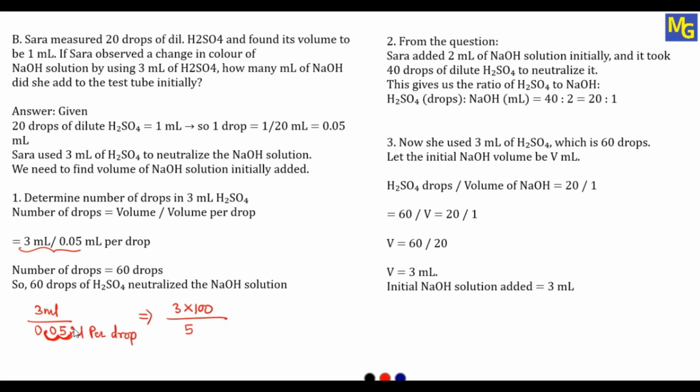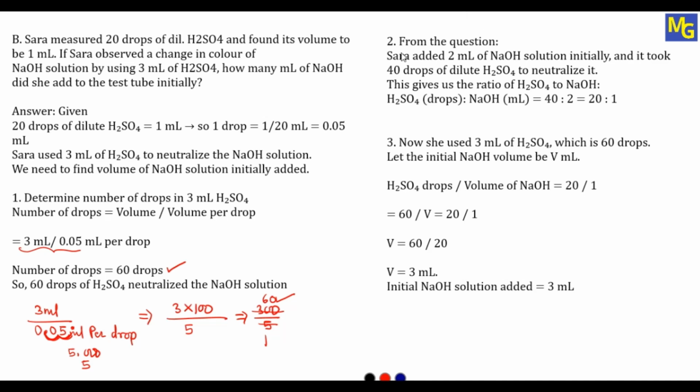Once the decimal comes here, there will be no meaning to this. It will be like 5.00. 5.00 is nothing but 5 only. Therefore, 5. Now see what happens. It will become 300 divided by 5. And now it is easy to divide. 5 ones are 5, 5 sixes are 30, 5 zeros are 0, and we got our answer 60. So this is the 60 drops which we got. Now here we have converted our 3 ml of H2SO4 into drops. Now we will do the second step.